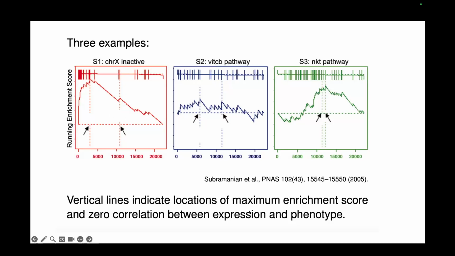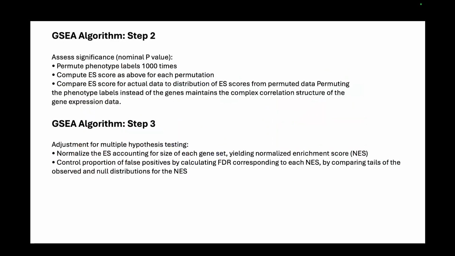These lines indicate the locations of maximum enrichment score and 0 correlation between expression and phenotype, right? So these are your maximum enrichment scores here, here and here as well. So you take the maximum out of all the maximum, right? So this is how we get the enrichment score.